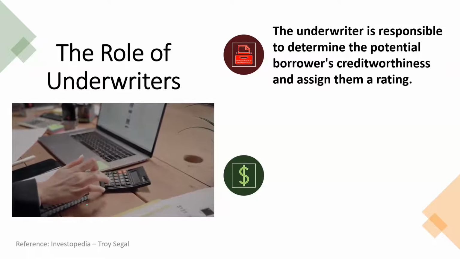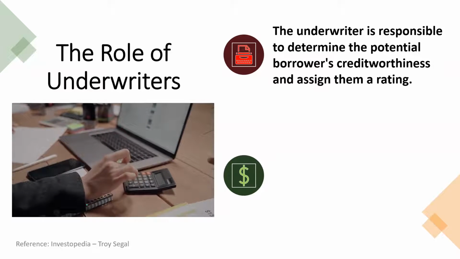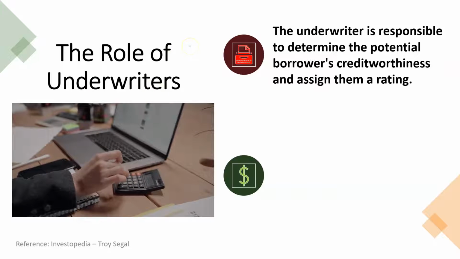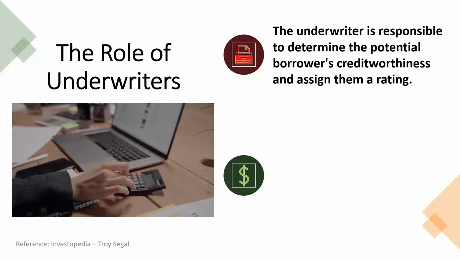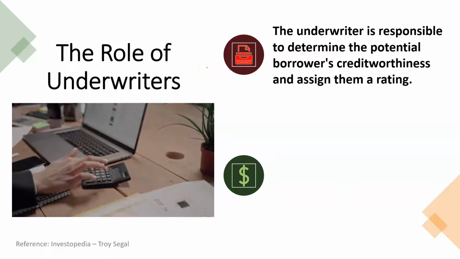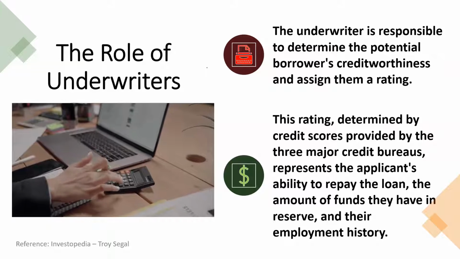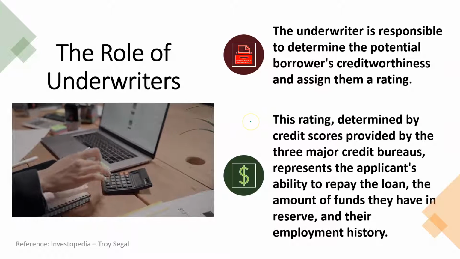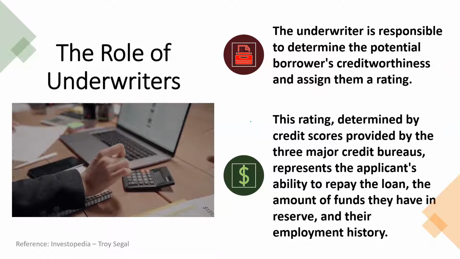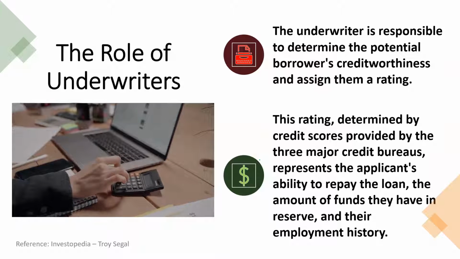The role of the underwriters continued. The underwriter is responsible to determine the potential borrower's creditworthiness and assign them a rating. So they're going to go through the whole process of checking the credit and so on to give you a rating with regards to your creditworthiness. That is then going to be relied upon when you go through the transactions and complete your agreements through the purchasing and selling process. This rating is determined by the credit score provided by the three major credit bureaus. We've talked about that, I believe, in prior presentations.